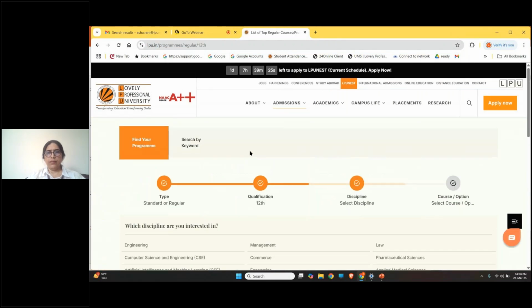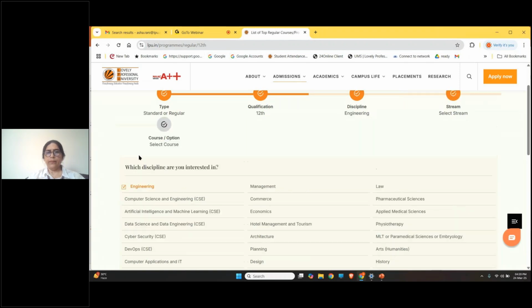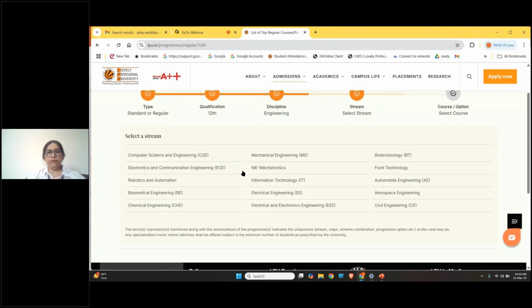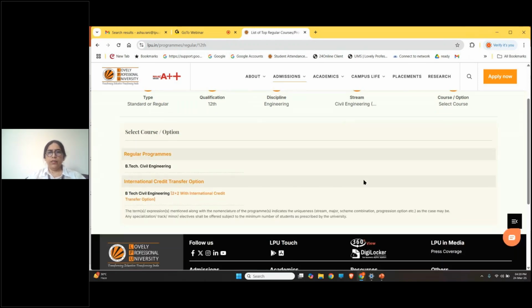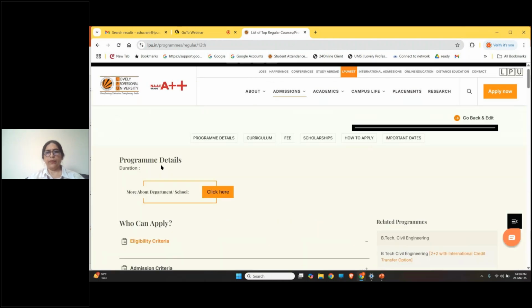See, multiple programs are appearing here. Then you can select engineering. These are the programs that we are offering in engineering. Then you can go to civil engineering. In civil engineering, we have two programs. One is BTech Civil Engineering, and the second is 2+2 with international credit transfer option. So let's first go to BTech Civil Engineering.